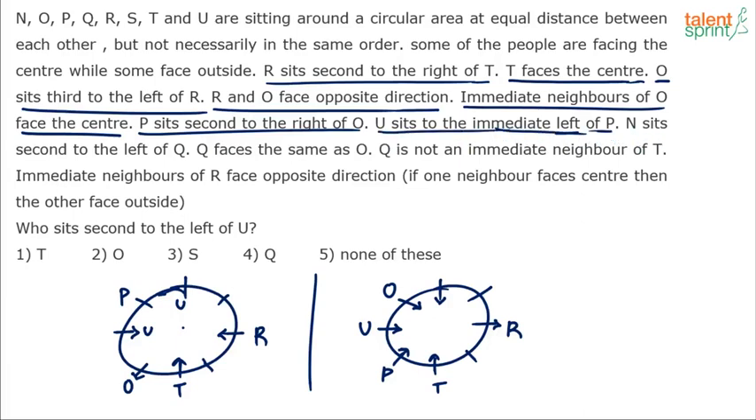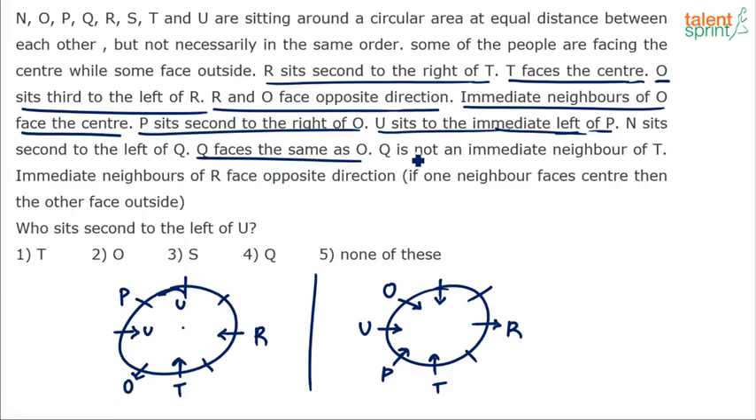Next, N sits second to the left of Q. Now the challenge here is neither Q is marked nor N is marked in this arrangement so far. So it will be a little difficult to try that out. However, read the next point. Next point says Q faces same as O. So wherever Q sits, Q faces same as O.